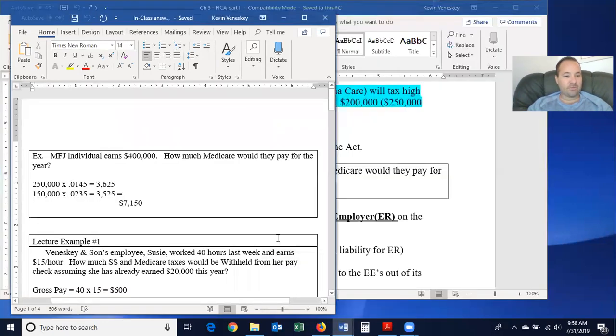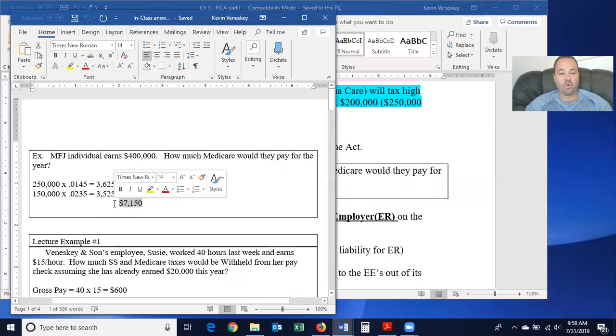Okay, so for the answer for this one, remember, married filing joint, they don't have to pay the extra tax until they're over $250,000. So the first $250,000 is taxed at the 1.45%. And then the remaining $150,000 to get us up to $400,000 is taxed at the full amount with that extra 0.9% added in. So in total, our Medicare tax is $7,150. That's what you should have come up with.